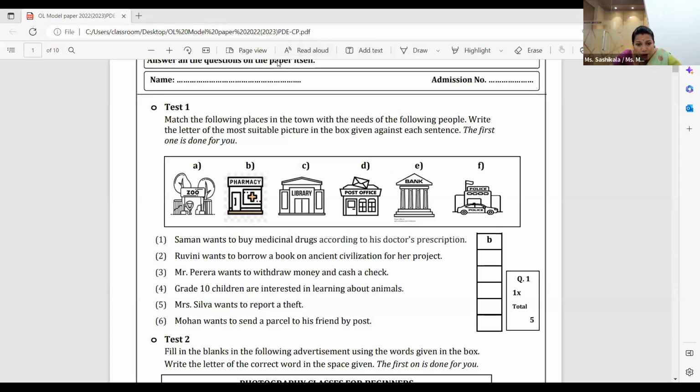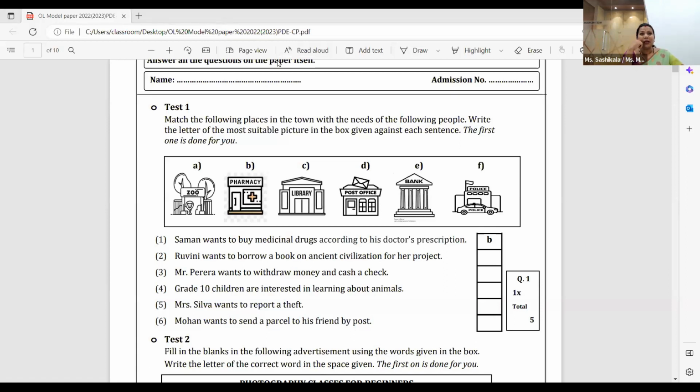Correct, Vishmi, Aberatna. Your answer is correct. And others, please. Do you want me to repeat the answer again? B, C, E, A, F, and D. Please write the answer if you have not written the answers. Let us move to the second.